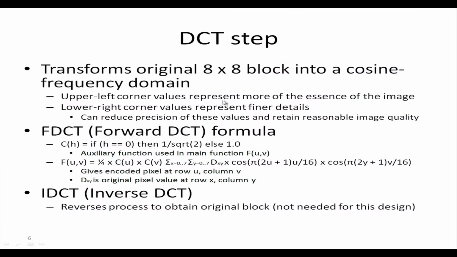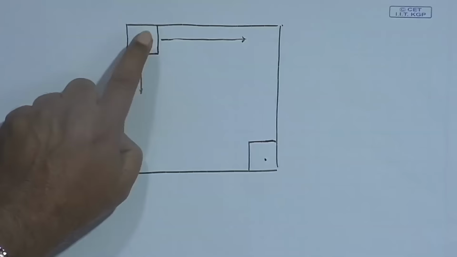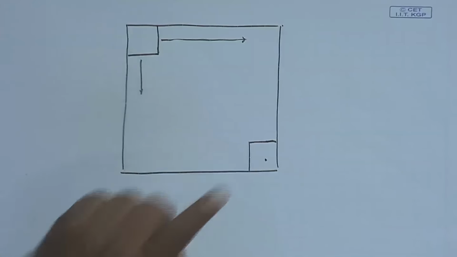So, upper left corner represents more essence, and so consequently I can offer differential treatment to the different parts of the image. Whichever is carrying the actual essence, I will devote more attention. In our case, more attention means more bits, or actually will put in lesser bits there, because we will come to that. We will have to take care of that resolution much more.